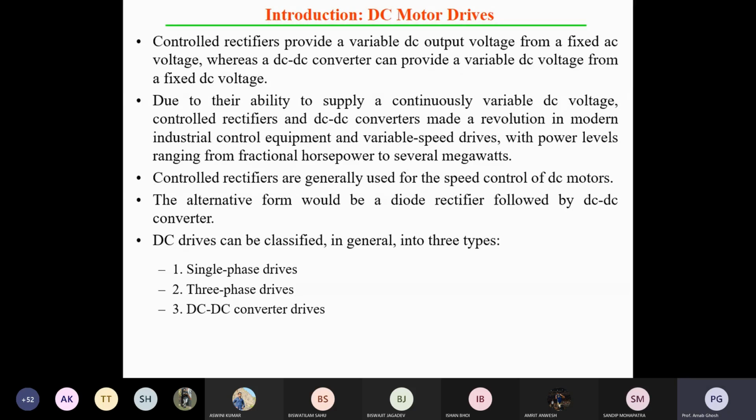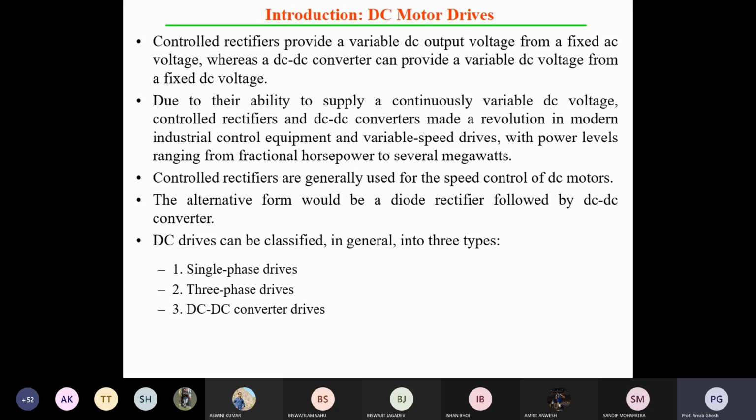Then DC-DC converter drives means you can use the chopper drive. Choppers are used in buck mode or boost mode, meaning controlling of the DC motor input voltage. So that's the fundamental thing. That's the introduction to DC motor drives using power electronics converters.